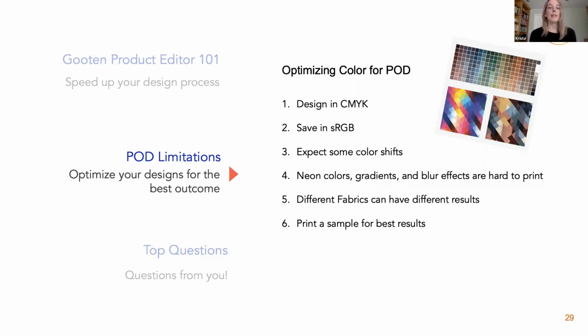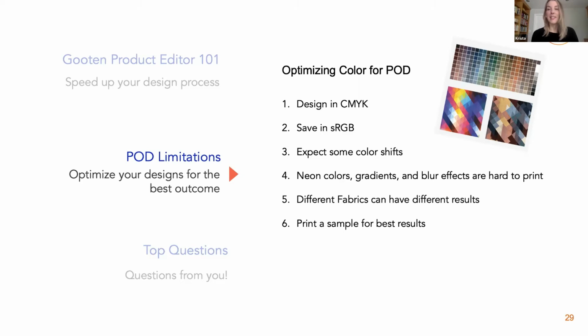And different fabrics can have different results. So a cotton t-shirt will print a little bit brighter than a tri-blend t-shirt, just due to the weave. A tri-blend t-shirt has a looser weave, so the ink saturates a little bit more onto those fabrics, as opposed to 100% cotton, which is a tighter weave and holds up the ink a little bit better. And again, the best way to test this is to print a sample.